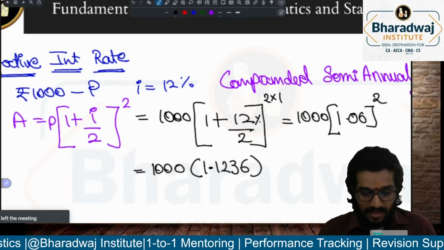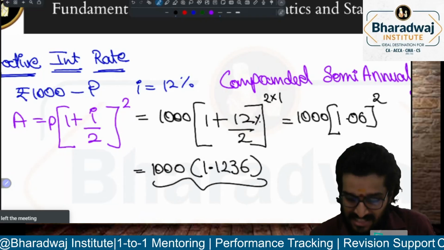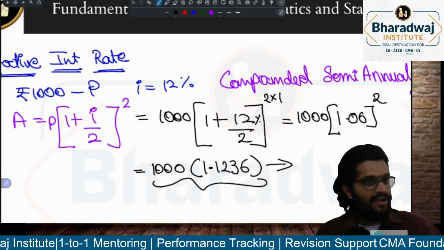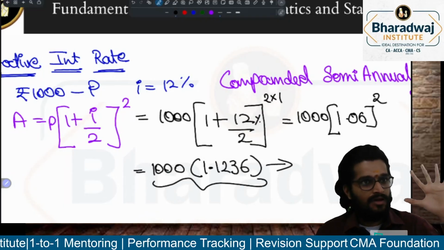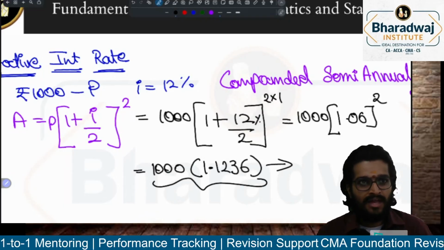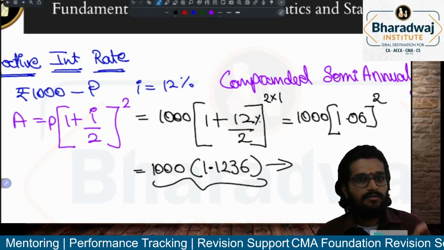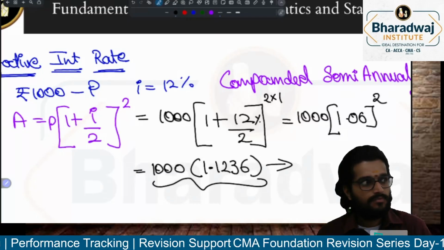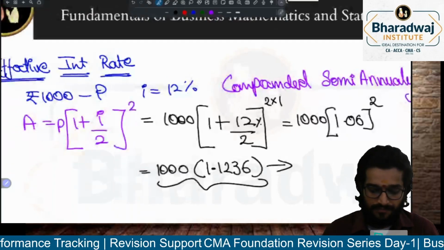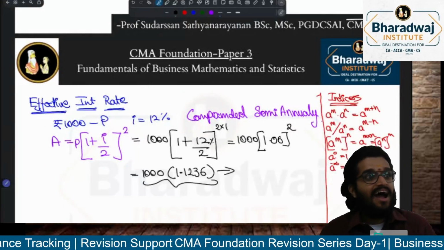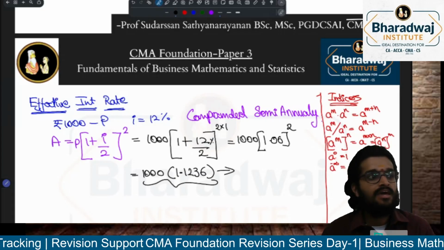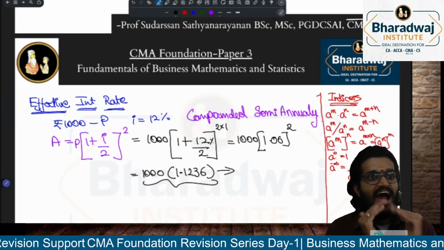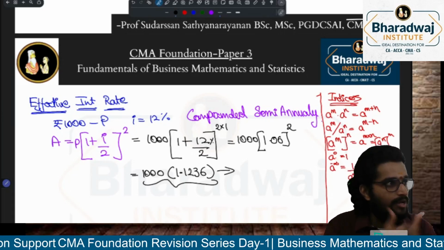Now, this answer will be the amount at the end of 1 year. Yes or no? Amount at the end of 1 year, had the interest been 12% compounded half yearly. Right? Now, had the interest been compounded annually, instead of half yearly, had the interest been compounded annually.